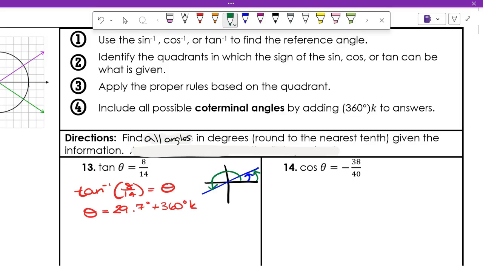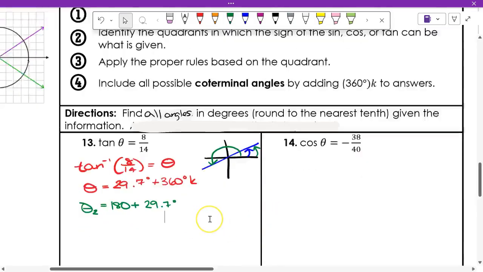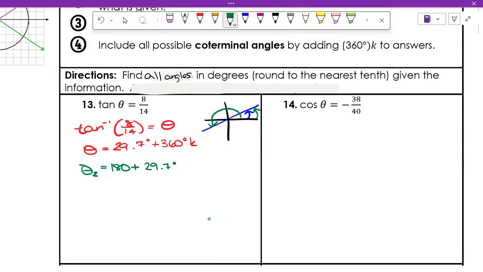Well, if I'm in my third quadrant, I can find my angle measure by doing 180 degrees. So I'm going to call this theta 2. And we would do 180 degrees plus our reference angle, which was that 29.7 degrees. And so when I do that, I get an angle measure of 209.7 degrees. And that corresponds with this angle measure here in the third quadrant. But again, I need to get all angles. So I could just take that and I could add 360 degrees k, with some integer k. And that gets me all possible answers that I could have for theta there in degree measures.